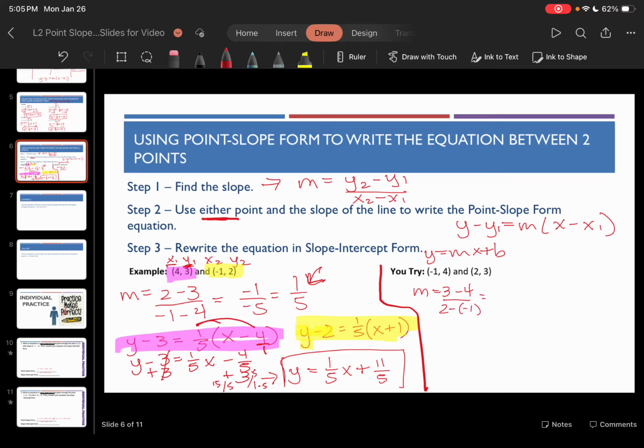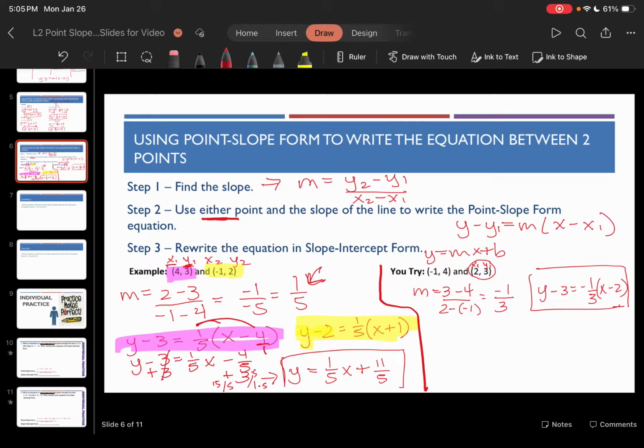So 3 minus 4 is -1. 2 minus -1 becomes a positive. And so then my equation is going to be, that's my slope. And I'll just pick this point, and we'll call this x1, y1. So it'll be y minus 3 equals -1/3 times x minus 2. So there's my equation in point slope form.